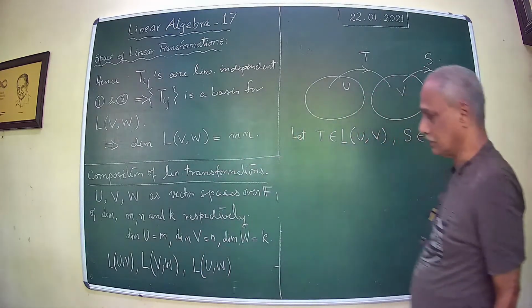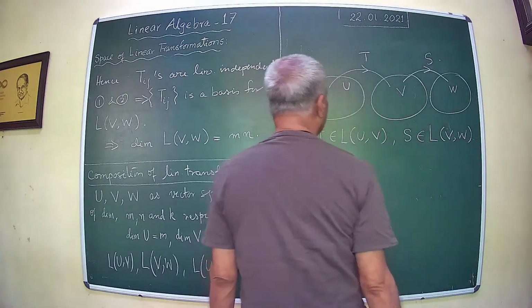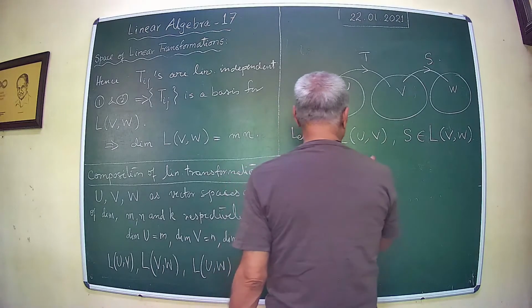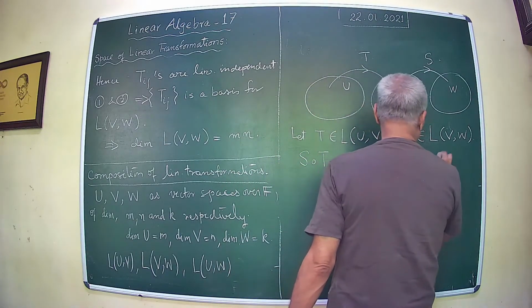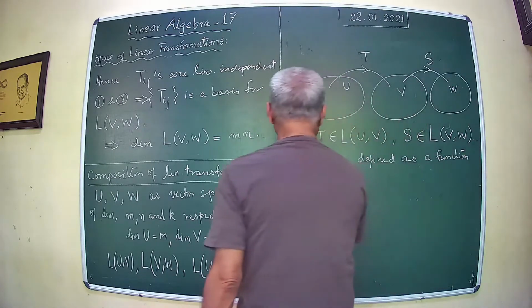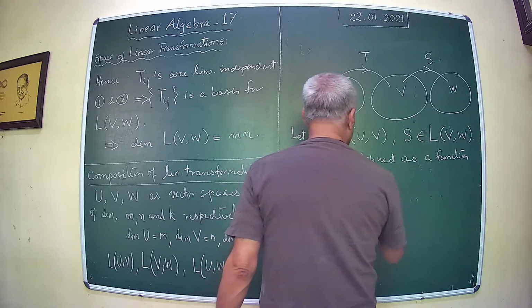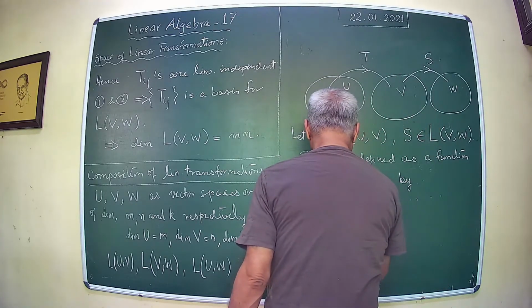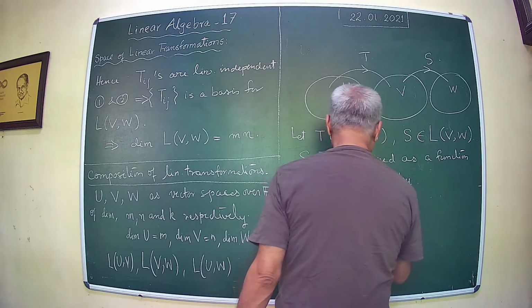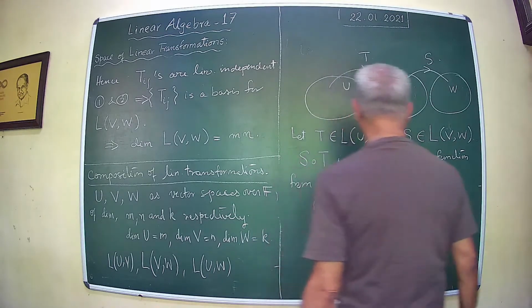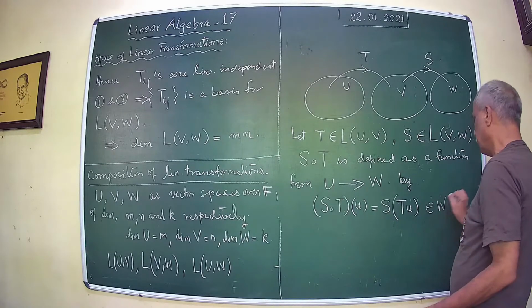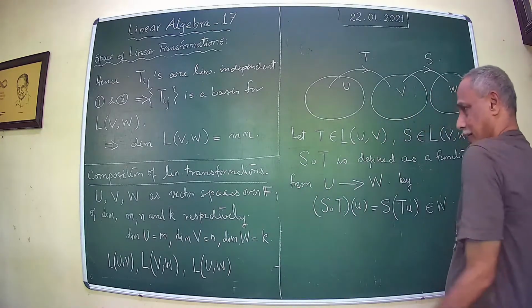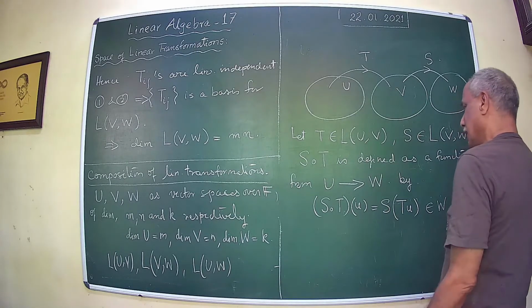So now let us work on this. You can talk about S composition T, defined as a function from U to W by S composition T of u equal to S of Tu, which belongs to W. So you start with an element in U and then you end up with an element in W. So as functions, they compose and give you the function S composition T.